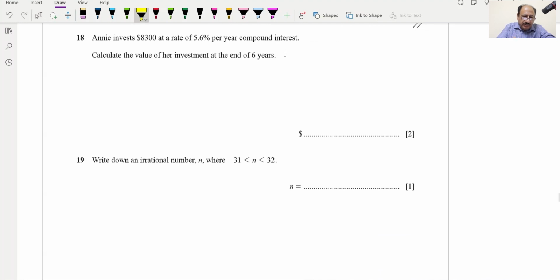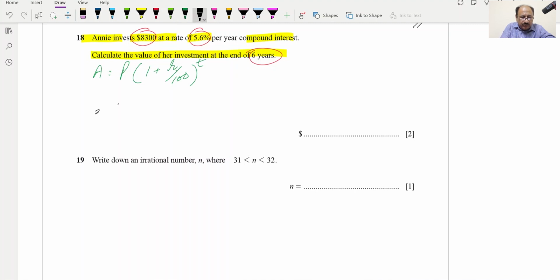Question number 18. Annie invested this much amount at the rate of this one per year compound interest. Calculate the value of her investment at the end of 6 years. So the duration is 6 years, the rate is this one, and the principal amount is this. So we know the formula: amount equals principal times 1 plus rate over 100, raised to the power t. And we can replace values. Principal amount is 8300 into 1 plus rate 5.6 over 100, and time duration is 6 years.